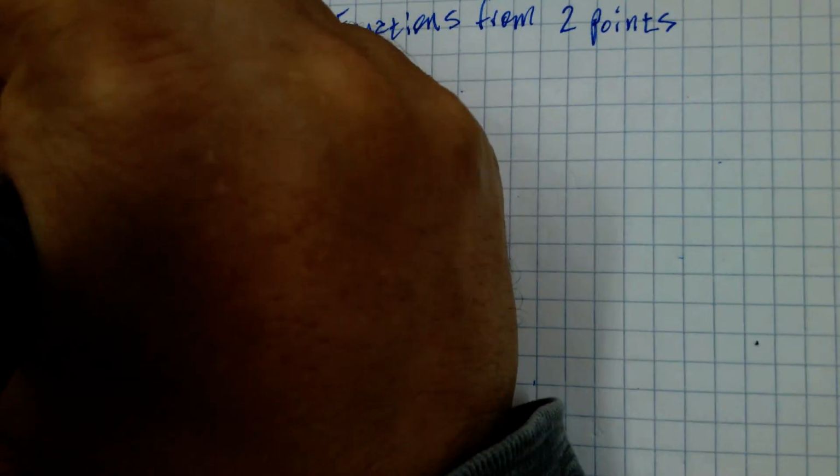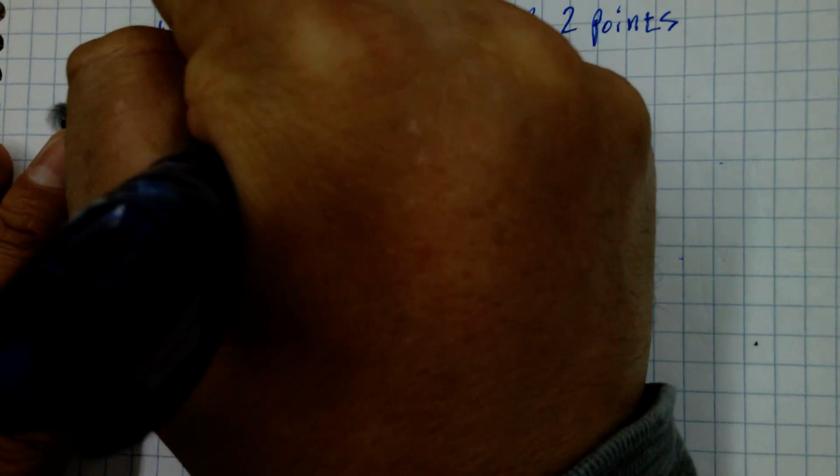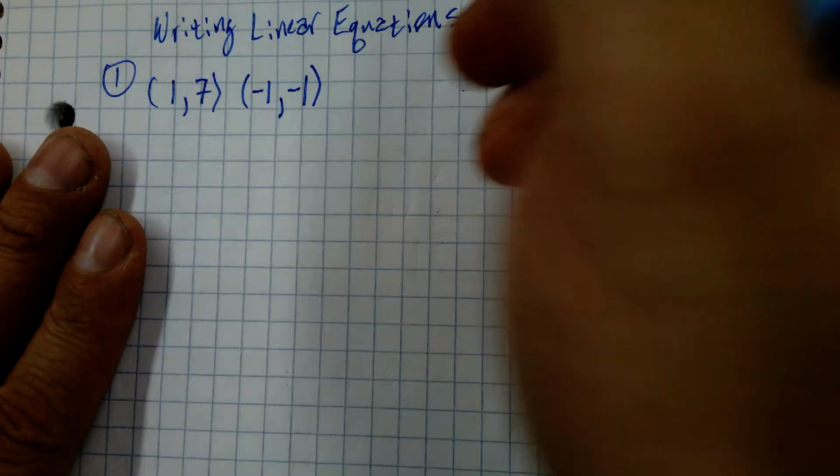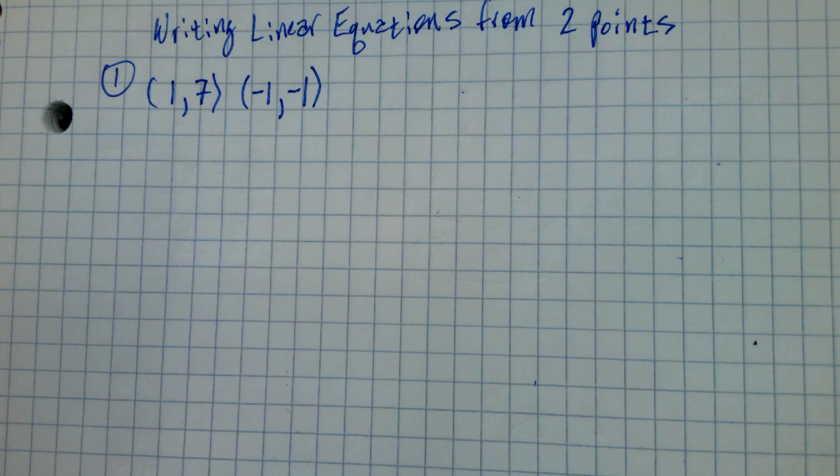So we're going to start off with 2 points, 2 ordered pairs. And like I said, let's imagine that we graph those 2 points and draw a line through them. Well, there's an equation for that line, and that's what we want to figure out. Okay? So we're going to go through the whole process twice. For the first one here, we're going to have a slope that's going to be just an integer. And for the second one, the slope is going to be a fraction.